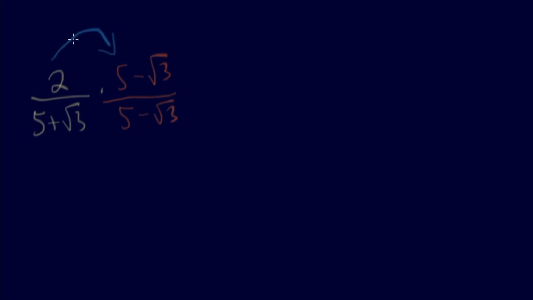So we had 2 over 5 plus root 3, and we're going to multiply by the conjugate, which is 5 minus root 3 and 5 minus root 3. Let's go and deal with the top part first. So that 2 would multiply by the 5 and the negative root 3. And we would get 10 minus 2 root 3.